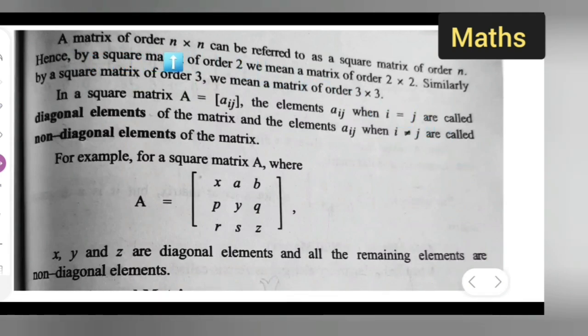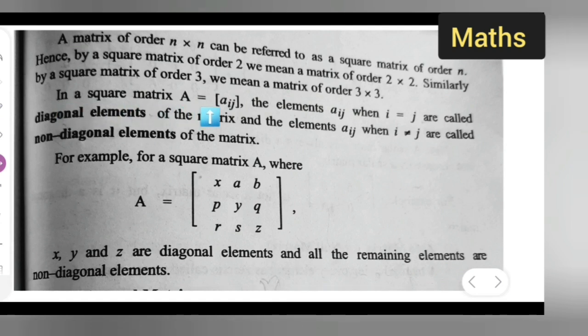A matrix of order n into n can be referred to as a square matrix of order n. Hence, by a square matrix of order 2, we mean a matrix of order 2 into 2. Similarly, by a square matrix of order 3, we mean a matrix of order 3 into 3.